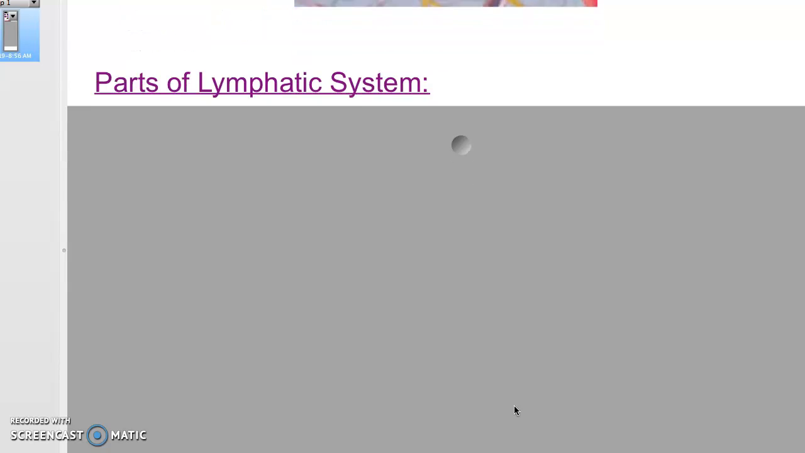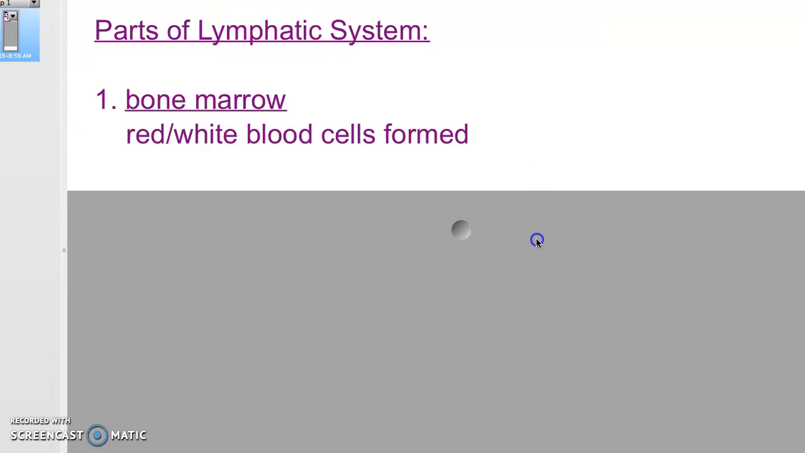So we also have what are called parts of the lymphatic system. We need to break them down a little bit. First, we have bone marrow. Now, this shouldn't be a mystery to us because we talked about bone marrow when we talked about the skeleton. We talked about the red and the yellow marrow, and we talked about spongy and compact bone and where marrow is in the spongy bone.